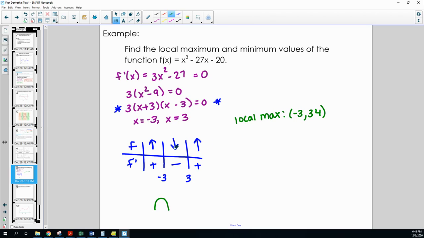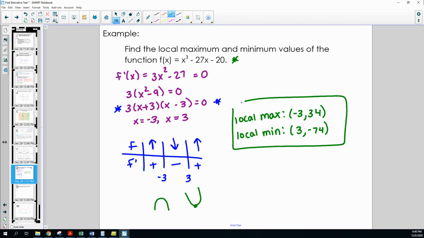Okay, and then I can see here that it's changing from negative to positive, so it's going from decreasing to increasing, so like that. So at 3, I'm going to have a local minimum. So again, the x value would be 3. If I wanted to find the y value, I would plug it into the original function, so this one, and I plug in 3 for x. And then in this case, I would get negative 74. So there's my local max and local min.